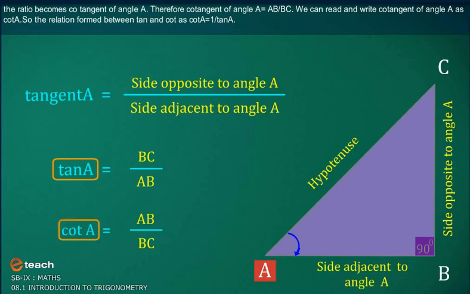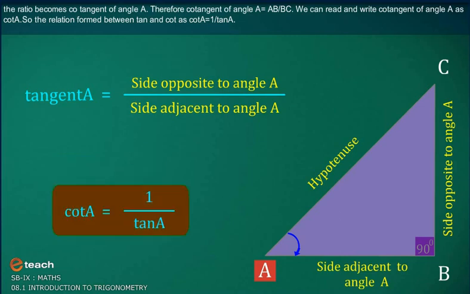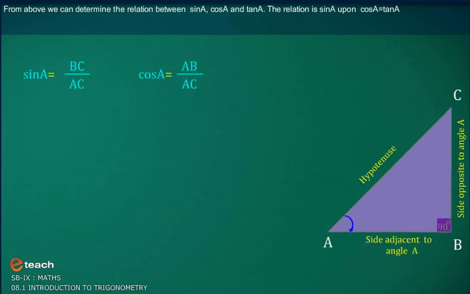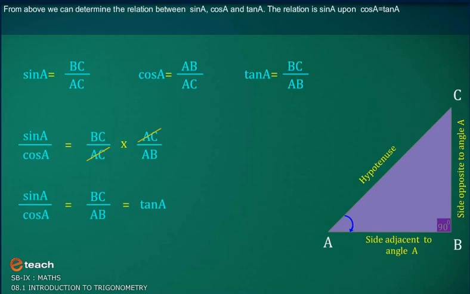So, the relation formed between tan and cot is cot A is equal to 1 upon tan A. From above, we can determine the relation between sin A, cos A and tan A. The relation is sin A upon cos A is equal to tan A.